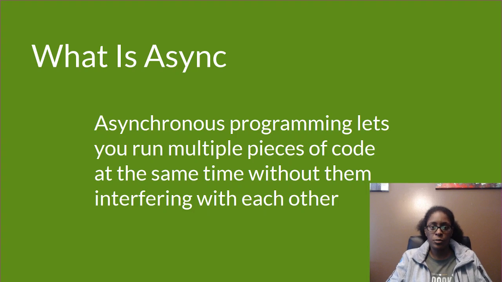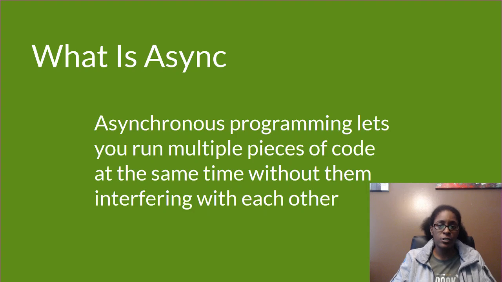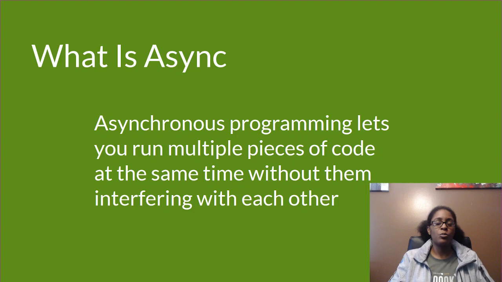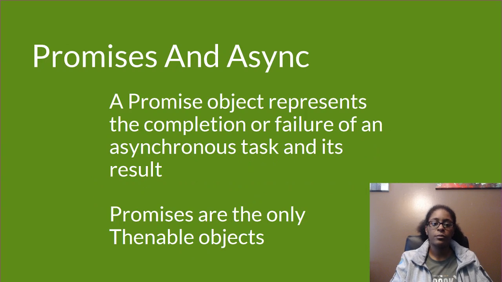With asynchronous programming, it's like being on a multi-lane highway. You'll have people going slower than you, people going faster than you, some people will exit on the left, on the right, whatever. There's more flow and it's more efficient when you have multiple lanes instead of just one. That's the difference between synchronous and asynchronous programming. It means you're able to run multiple pieces of code at the same time without them interfering with each other.